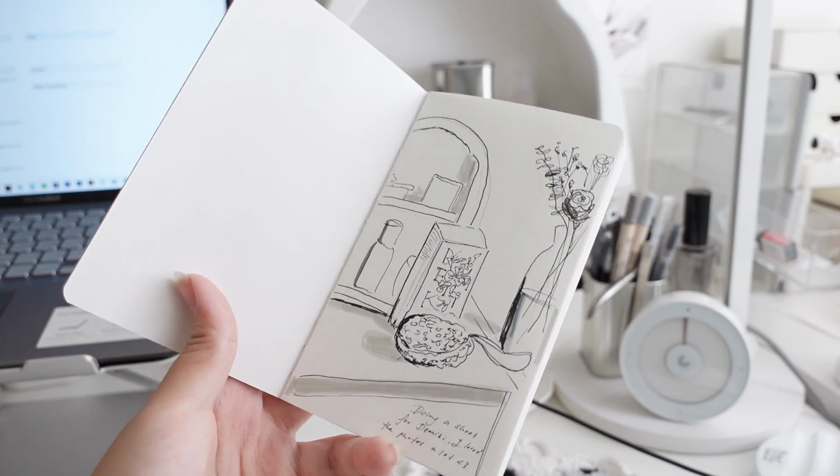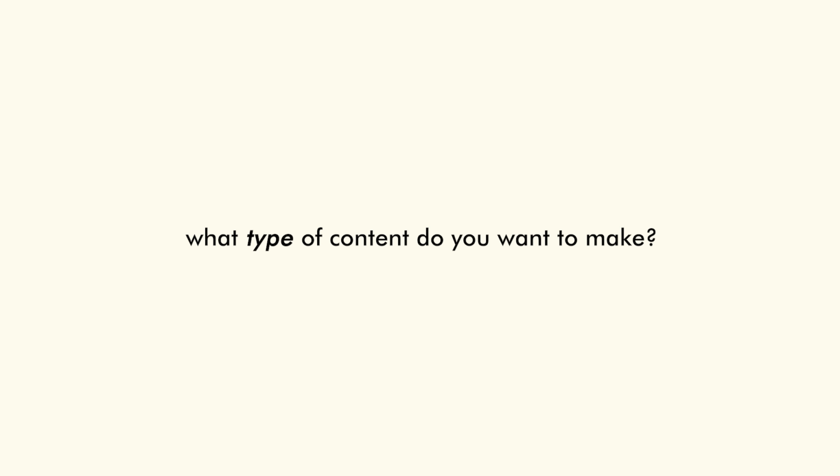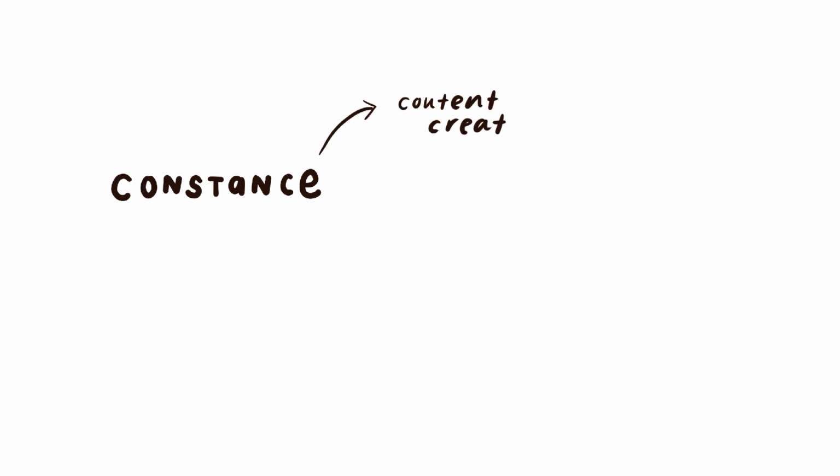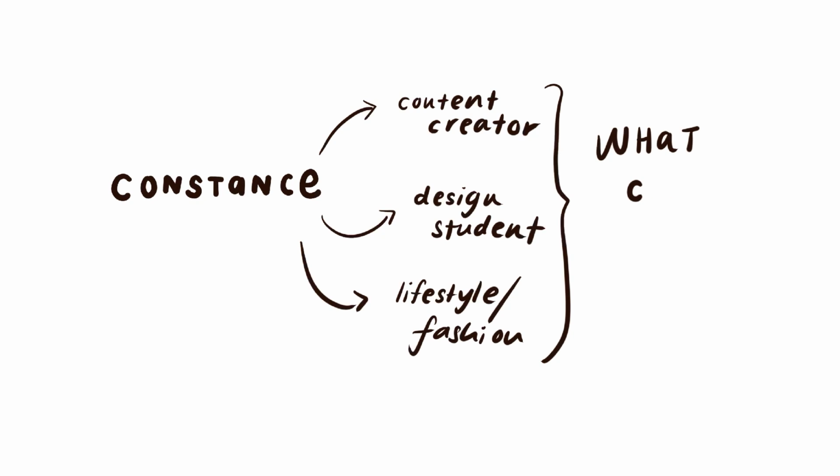If you don't prefer this method, I suggest you categorize your content into pillars. So what type of content do you want to make? If you take me as an example, I want people to know me as a content creator, a design student, and also someone who romanticizes her life. And I also want people to know that I do fashion content as well.